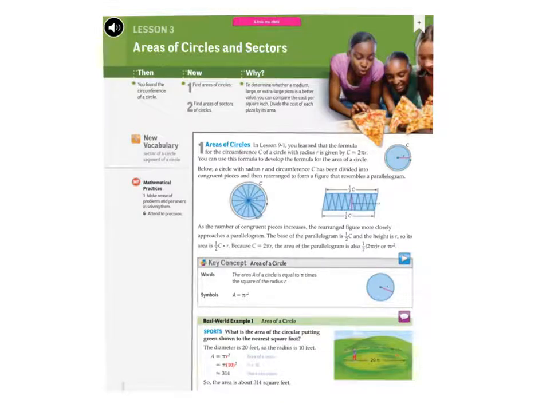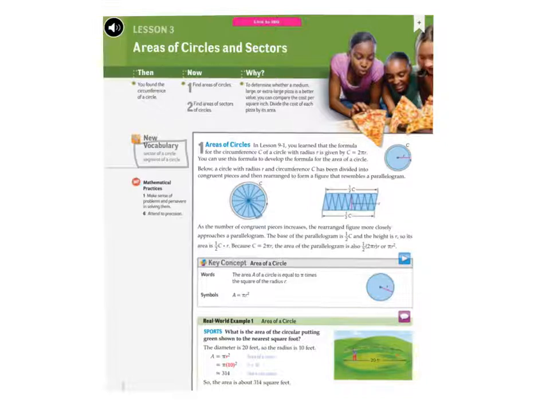All right, 10.3, areas of circles and sectors. Again, we are looking at the new vocabulary. You've got the sector of a circle and a segment of a circle. So, in other words, two parts of circles.